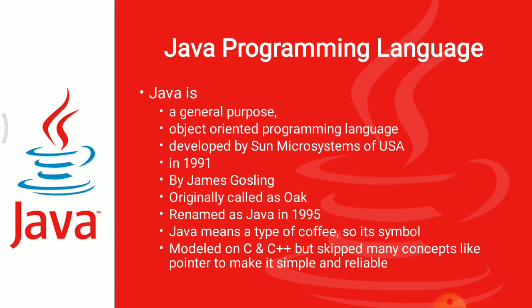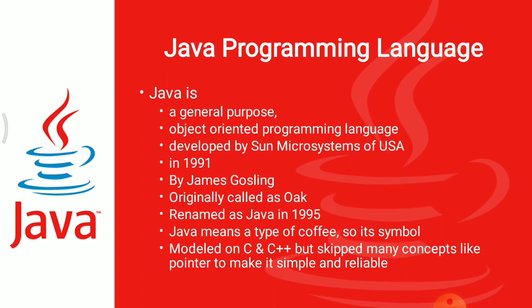Developed by Sun Microsystems of USA in 1991 by James Gosling. Originally it was called Oak, and renamed Java in 1995. Java means coffee, so its symbol is like a coffee cup. Modeled on C and C++, but it skips many concepts like pointers to make it simple and reliable.